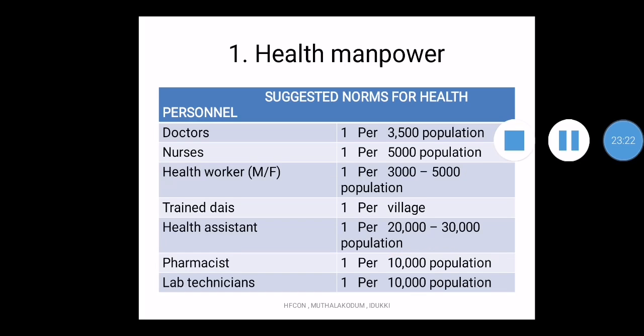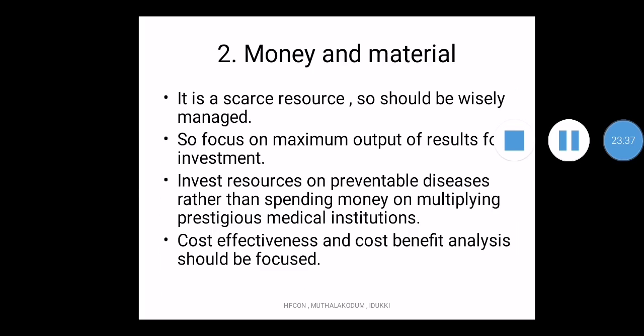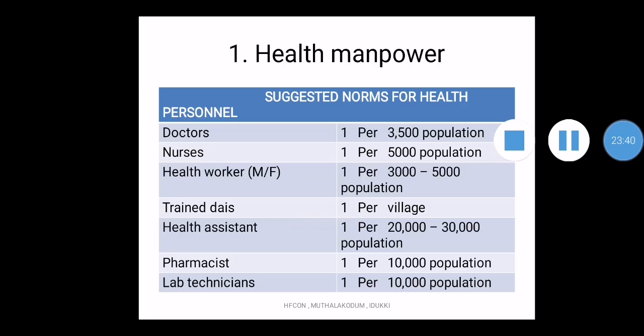So the first one, health manpower. As I have told, the suggested norms for various health personnel we can see here: at least 1 doctor for 3,500 population, at least 1 nurse for around 5,000 population, health worker, male and female, at least 1 for 3,000 to 5,000 population. All these are given in the table, and you can follow the textbook also. Even though we have a lack of manpower, health manpower is even less in India, and we are not able to cover all the areas as per this ratio.